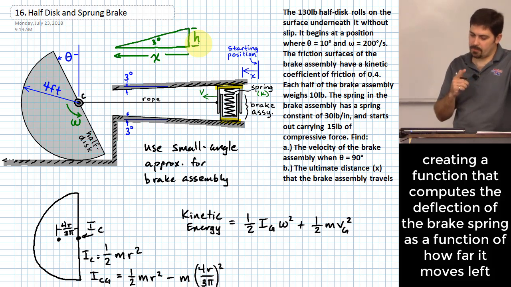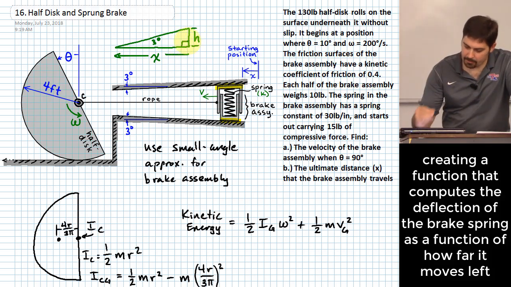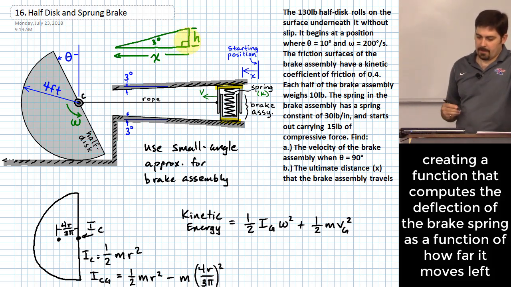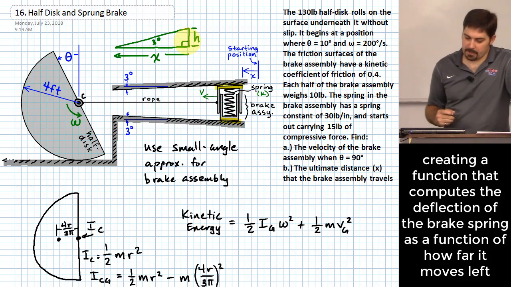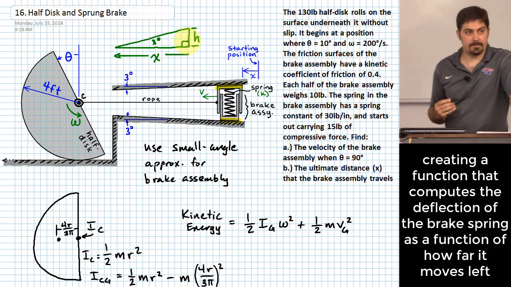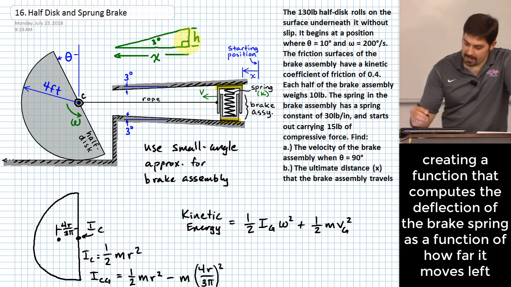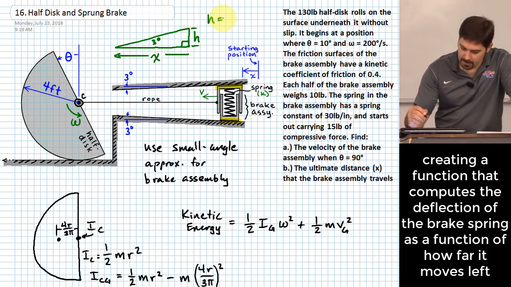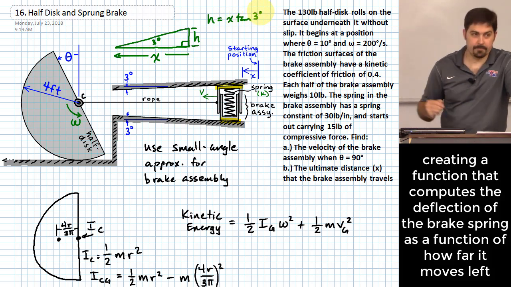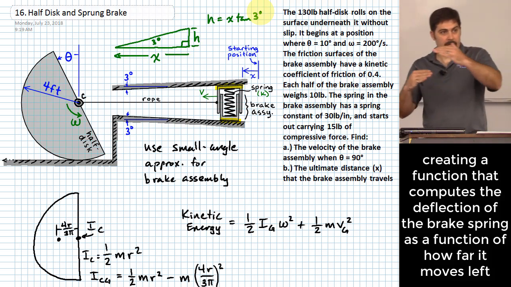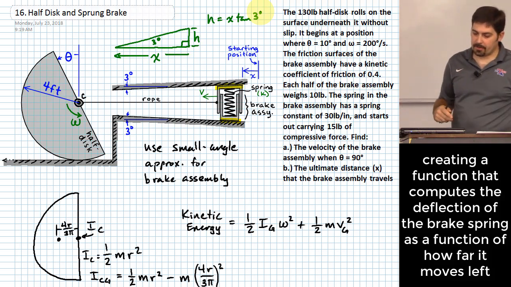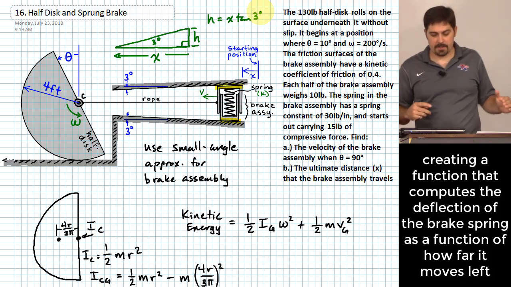Not quite. Since this is my right angle right here, basically tangent of 3 degrees is h over x, which tells me h is going to be equal to x tangent of 3 degrees. In other words, for each unit of horizontal length, that's how much my height changes.